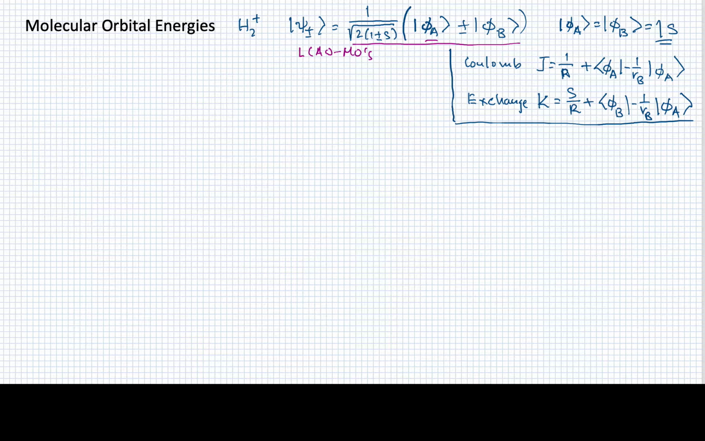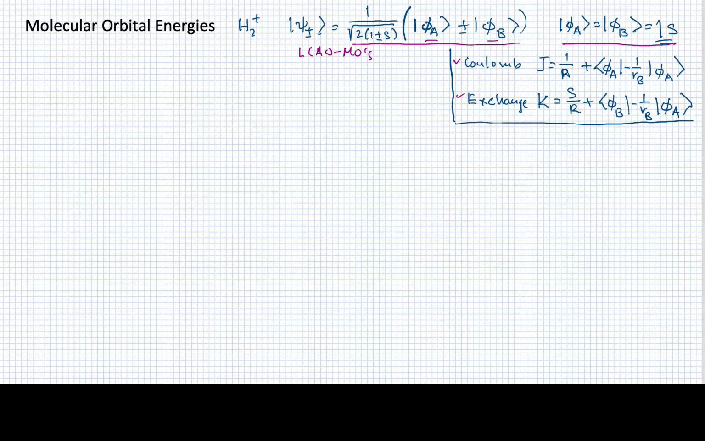And then we have two atomic orbitals here on atom A and atom B. In this case, we're going to go ahead and let them both be equal to the 1s orbital on each of the hydrogen atoms. And we've defined the Coulomb integral and the exchange integral as shown down here, basically as combinations of 1 over the distance between the protons R and these integrals over the atomic orbitals and their distance relative to the other proton. So how will we combine all of this together?